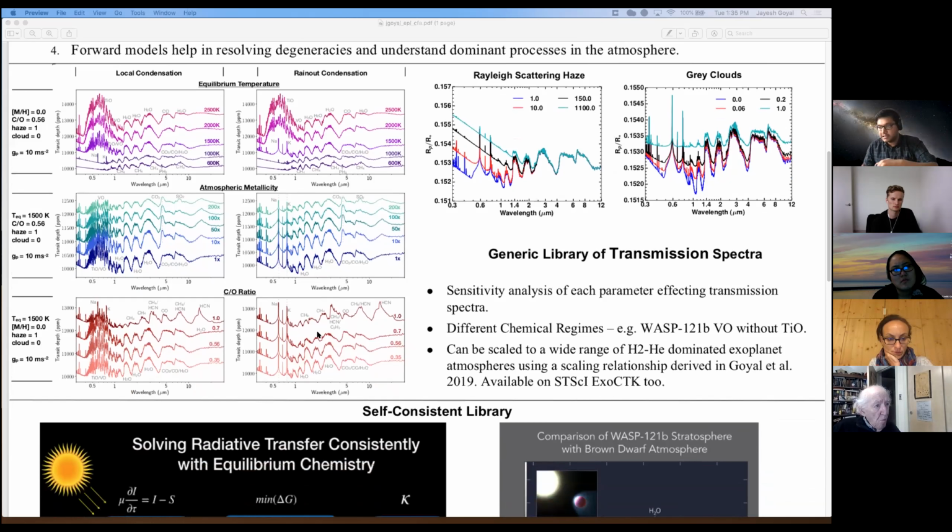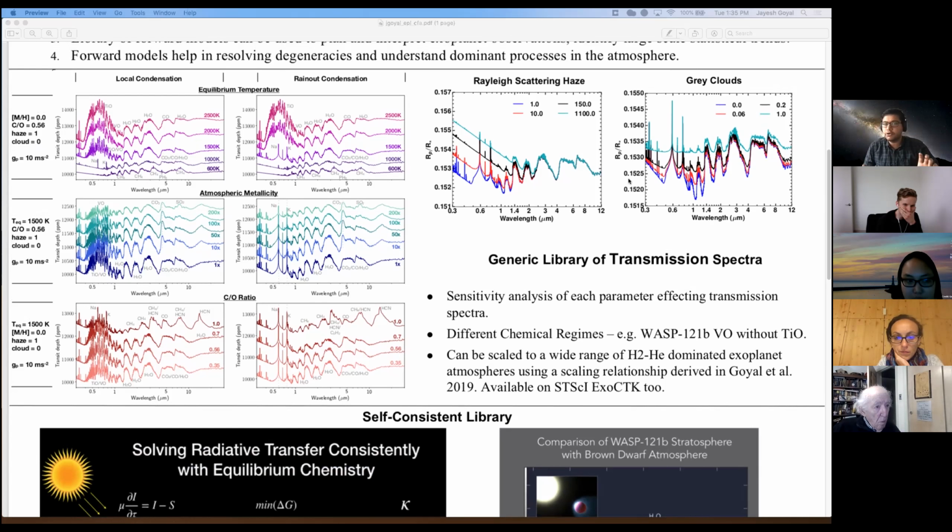In the lower part, I show how the C/O ratio affects the spectrum. As you go from a low C/O ratio to a high C/O ratio, as expected, the carbon-dominated species like CH4 and HCN will increase in the atmosphere, and that's why you can see their spectral features. So this library has more than 36 to 40,000 models we have generated, which can be used by observers, everyone, for JWST and any other telescope to interpret or plan their observations.